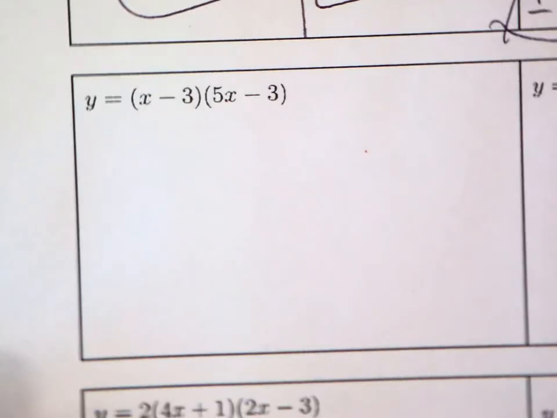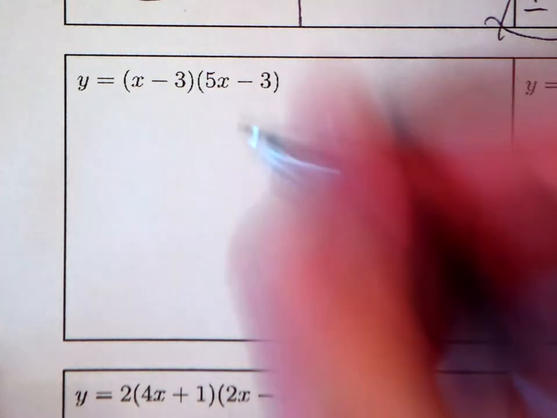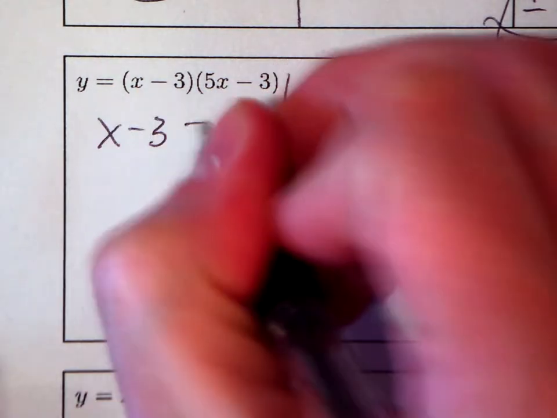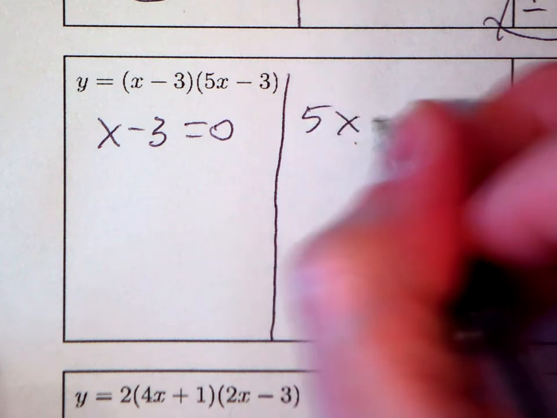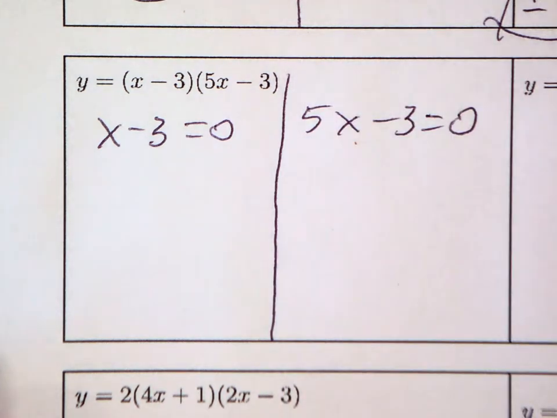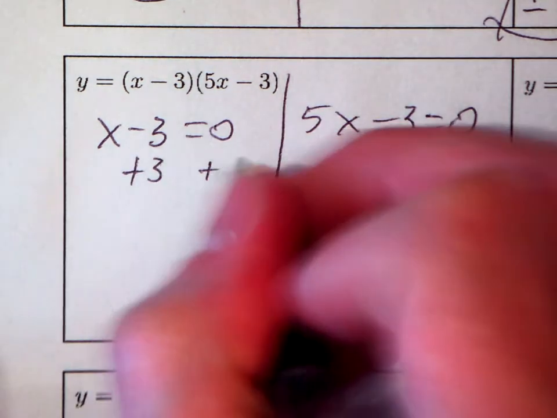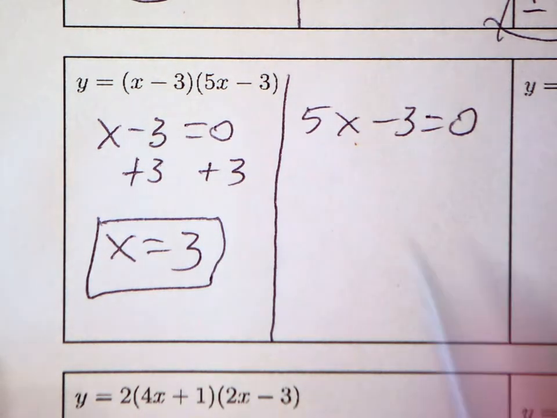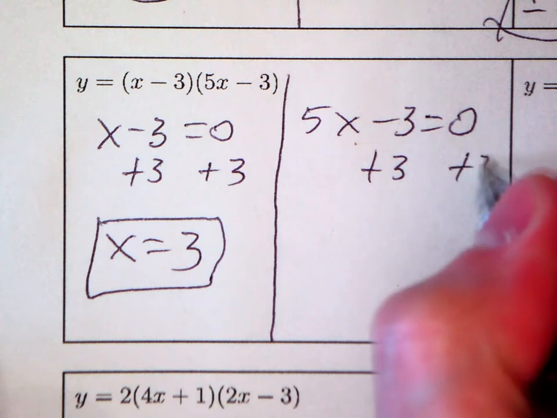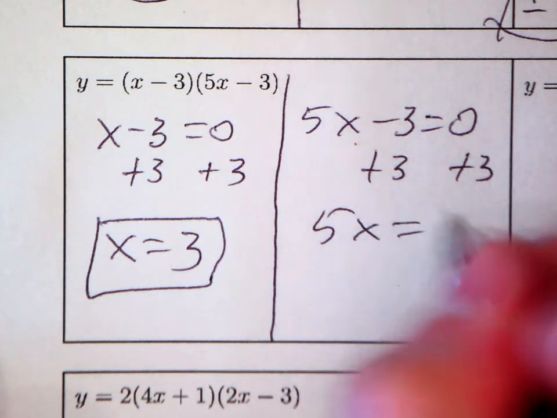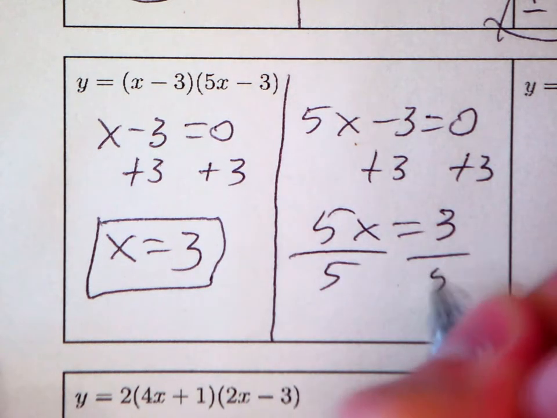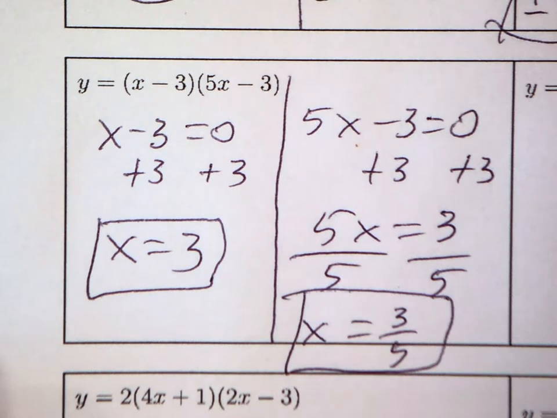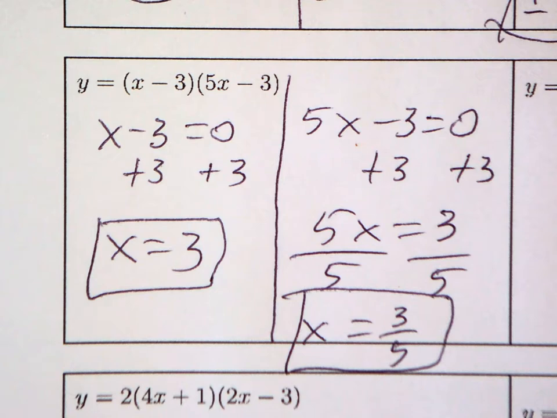Next row, the first one is in intercept form, so we again set each set of parentheses equal to 0. X minus 3 is equal to 0. 5x minus 3 is equal to 0. Here we'll add 3 to both sides to get x equals 3. Done. And on the right, we'll add 3 to both sides to get 5x equals 3. And then we'll divide by 5. So our final answer will be x is equal to 3/5. Two zeros.